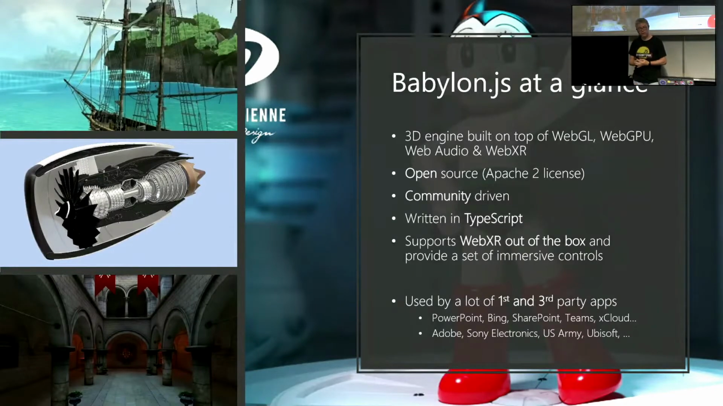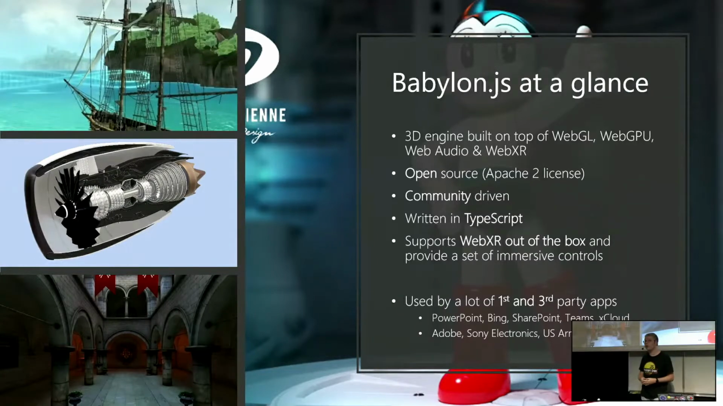So for people that don't know Babylon.js, because my demos will be based on my little baby, it's a 3D engine built on top of WebGL and WebGPU. I've already shared that. We also have included support for web audio and WebXR. It's under an Apache 2 license, so you can do whatever you like with the project, fork it, break it. You can use it without giving us credit, which is what most of the people are doing in the open source community. So thank you.